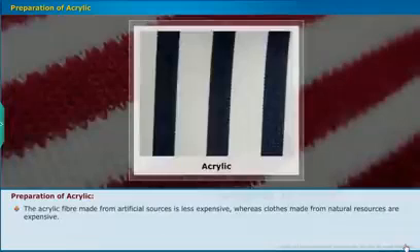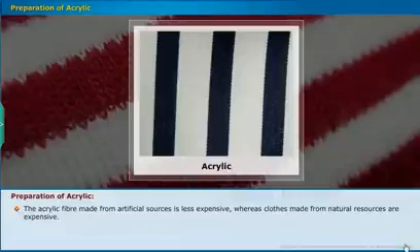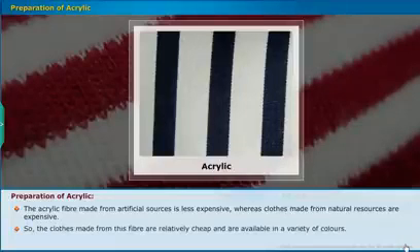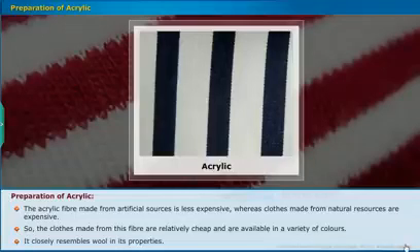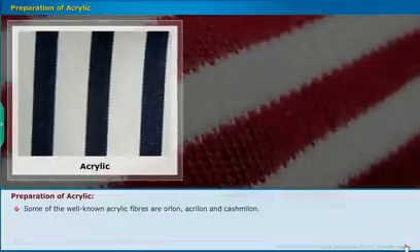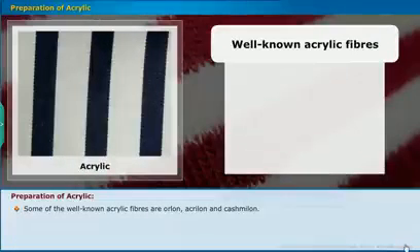The acrylic fiber made from artificial sources is less expensive, whereas clothes made from natural resources are expensive. So, the clothes made from this fiber are relatively cheap and are available in a variety of colors. It closely resembles wool in its properties. Some of the well-known acrylic fibers are Orlon, Acrilan and Cashmilon.